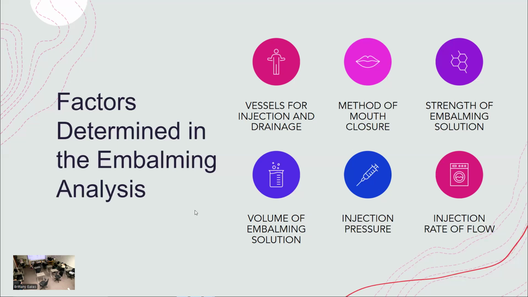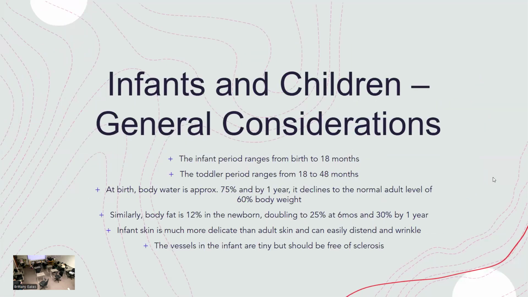You know, the ideal rate of flow is 1 gallon per 15 minutes. Typically, you can adjust it, but you always want to make sure you don't get up too high because then it'll swell the neck. The infant period is birth to 18 months. The toddler period is 18 to 48 months.